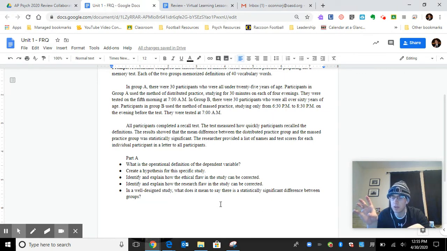So use terminology from your cheat sheet and say, one research flaw is sampling bias, and then explain how you could correct that. For the ethical flaw, it would be something like debriefing procedure. All right, that wasn't actually included, that had to be included. And then, same here, what does it mean that there is a statistically significant difference between groups? Look at your definition of statistically significant and then apply that to the prompt.